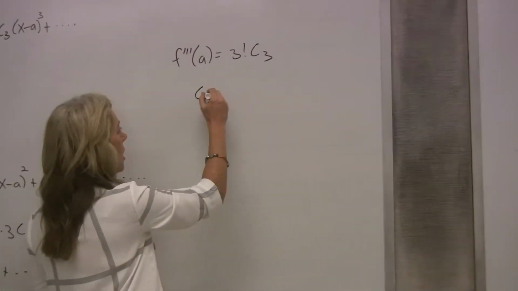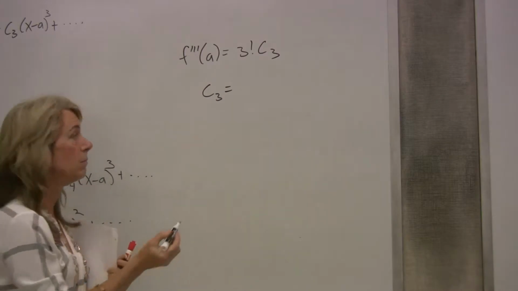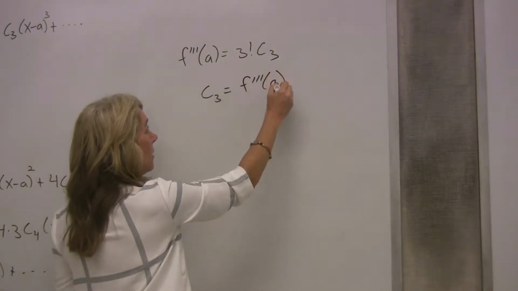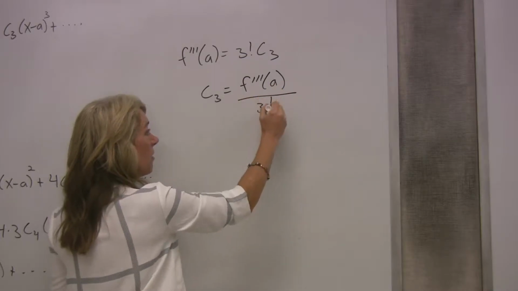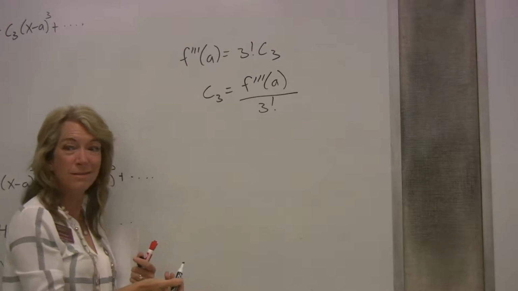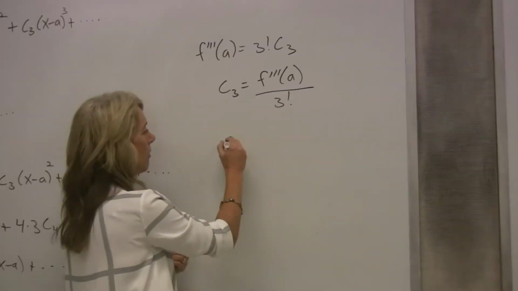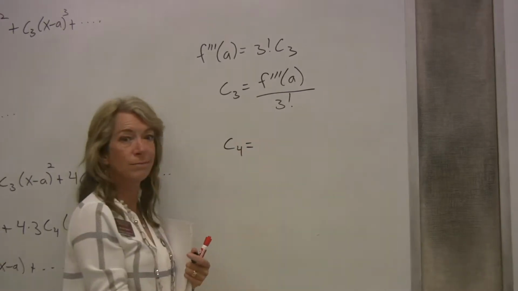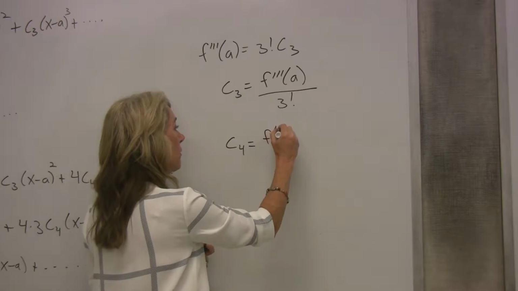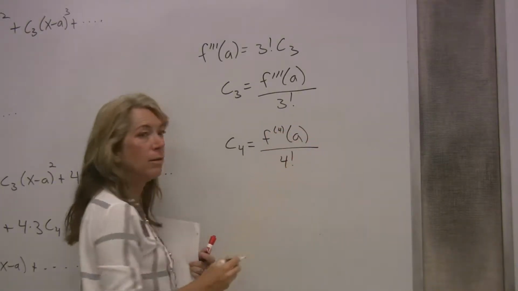What is C3 equal to? First, the third derivative evaluated at A divided by 3 factorial. Right, just dividing both sides by 3 factorial. What do you think C4 equals? Fourth derivative divided by 4... The fourth derivative evaluated at A divided by 4 factorial.